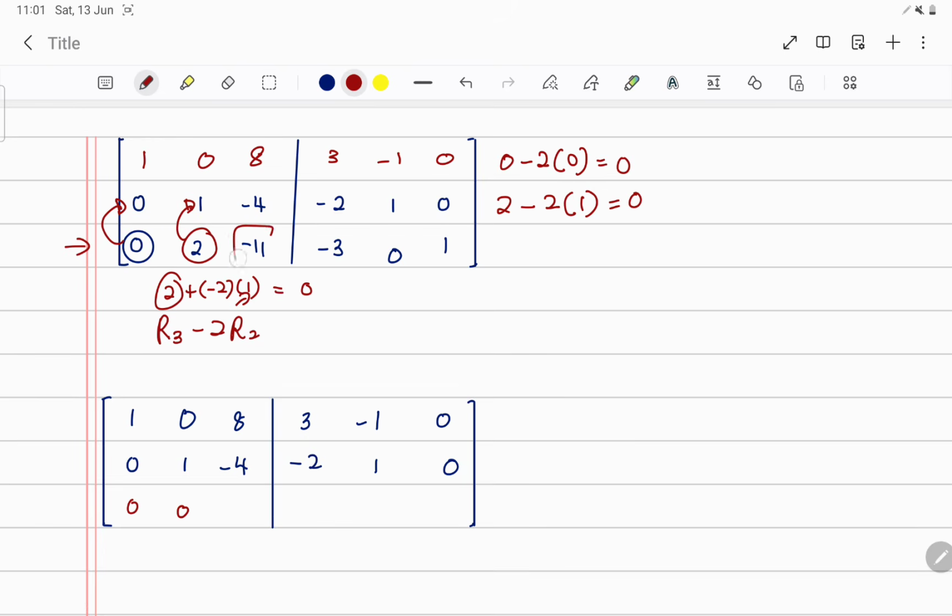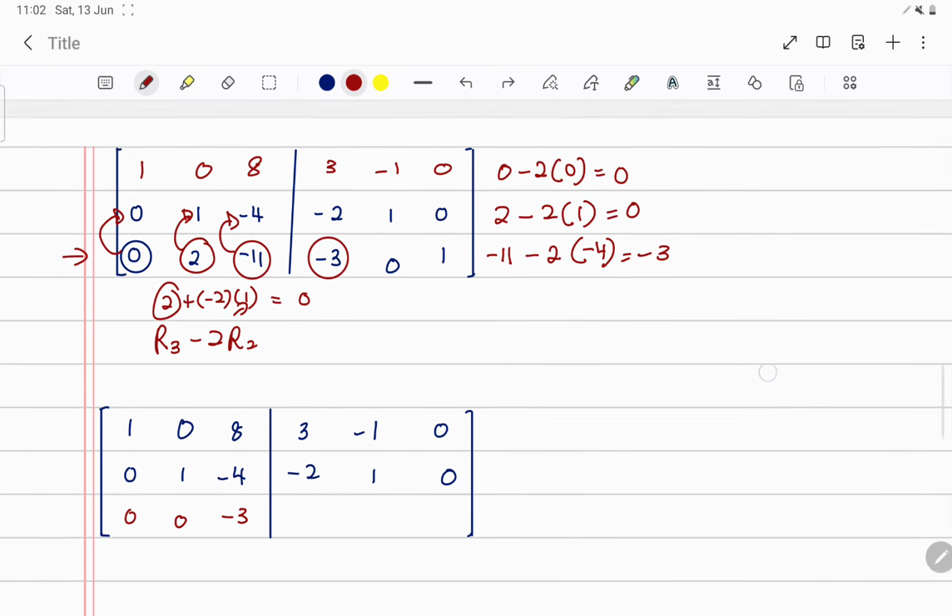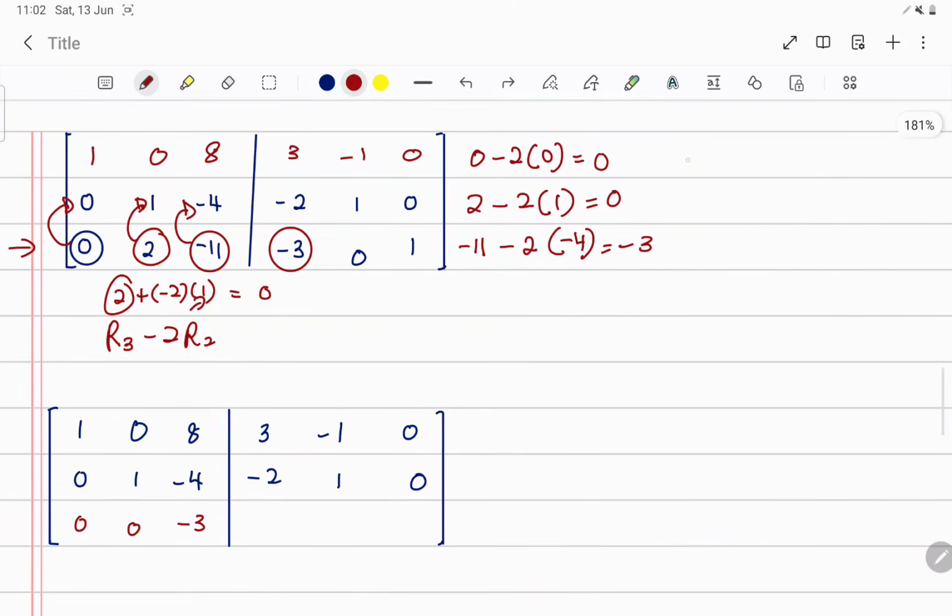Then the next one, you have negative 11. Okay, so negative 11 minus 2 multiply with R2, which is negative 4. When you calculate this one, you're going to get negative 3. Then you put negative 3 here. Okay, the next one, you have negative 3 minus 2 multiply with R2, which is negative 2 here. So the answer is equal to 1.